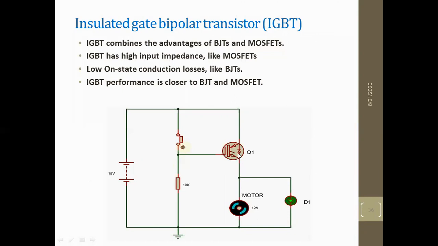If you observe here, this is nothing but the running of a 12 volt motor. The motor is running with respect to the switching, turn on and turn off of the gate. This is one simple example.